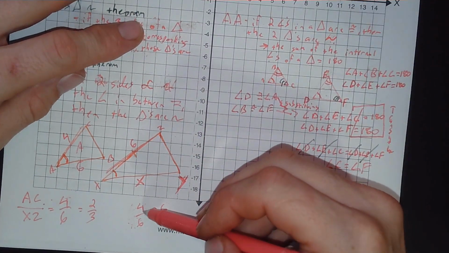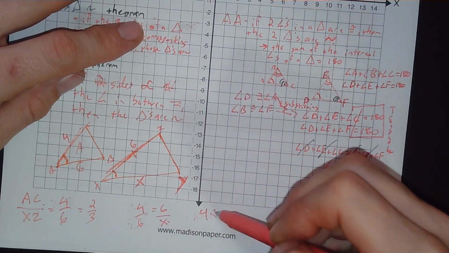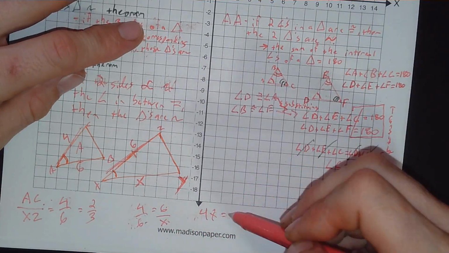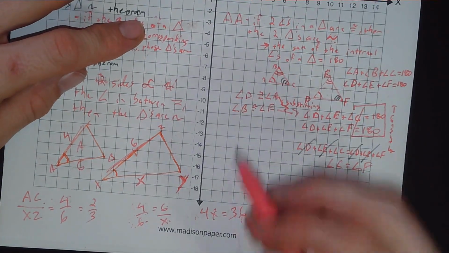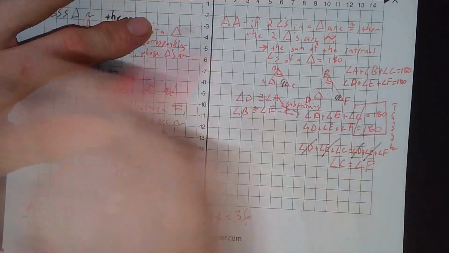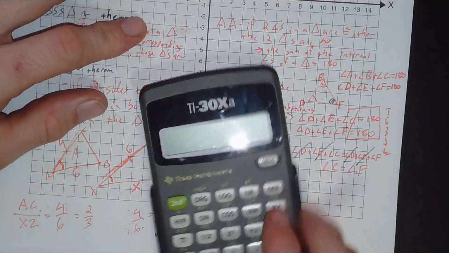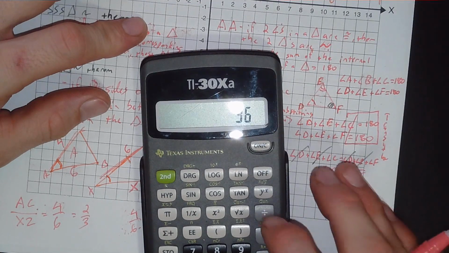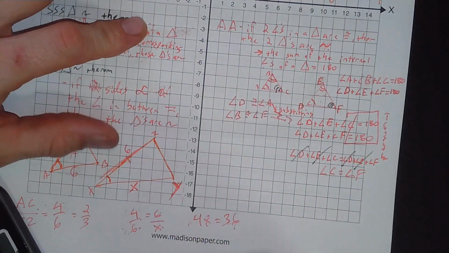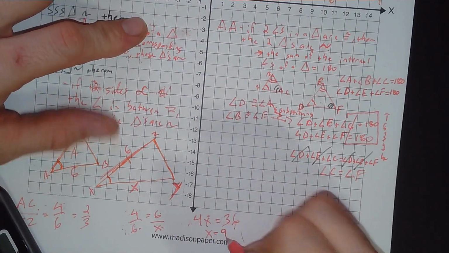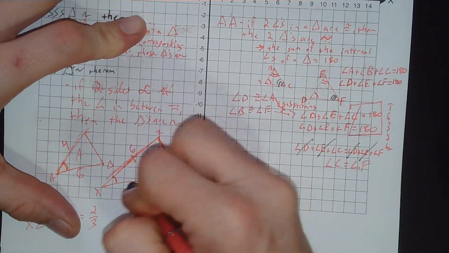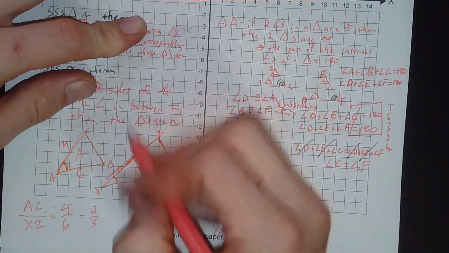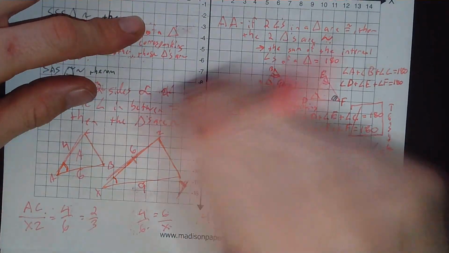So then we cross multiply: 4x equals 6 times 6, which is 36. Now we just do 36 divided by 4, and that equals 9. So x equals 9. In order for these to be similar triangles, x would have to equal 9 there.